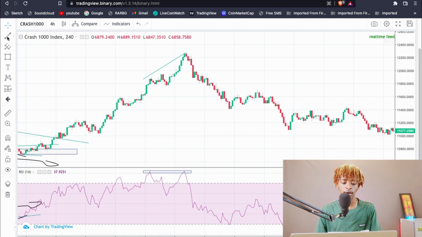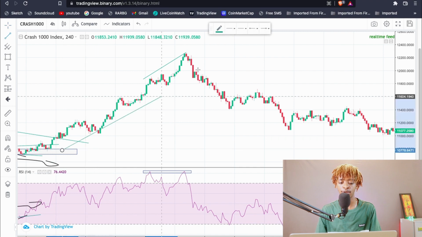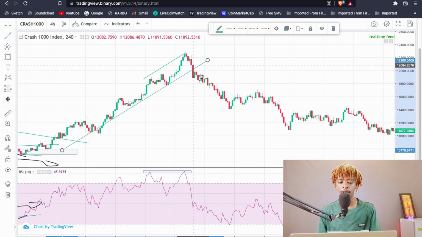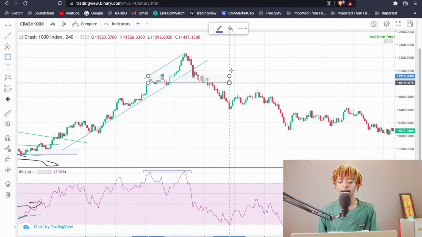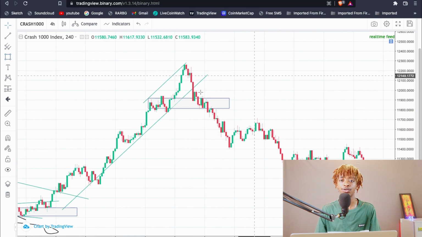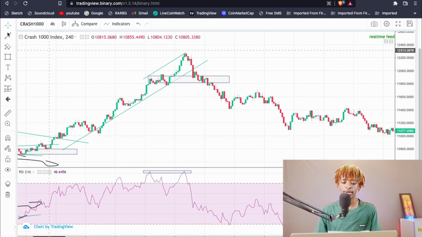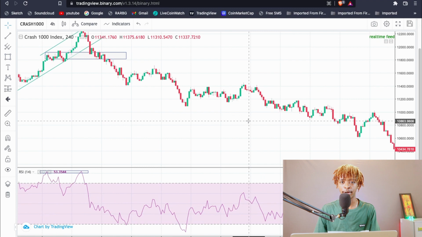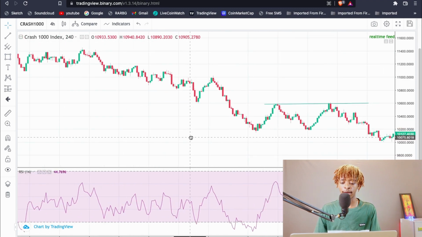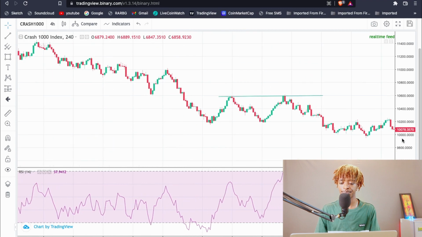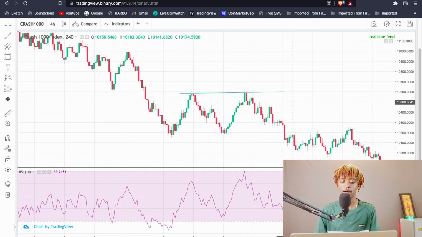So you combine this strategy with another strategy, maybe a breakout. It breaks out of this trend line, and you take a sell position at this level because you got a confirmation from divergence. Now let's go to the other part, and let me show you. So here we have another example. Still we are on Crash 1000, by the way.